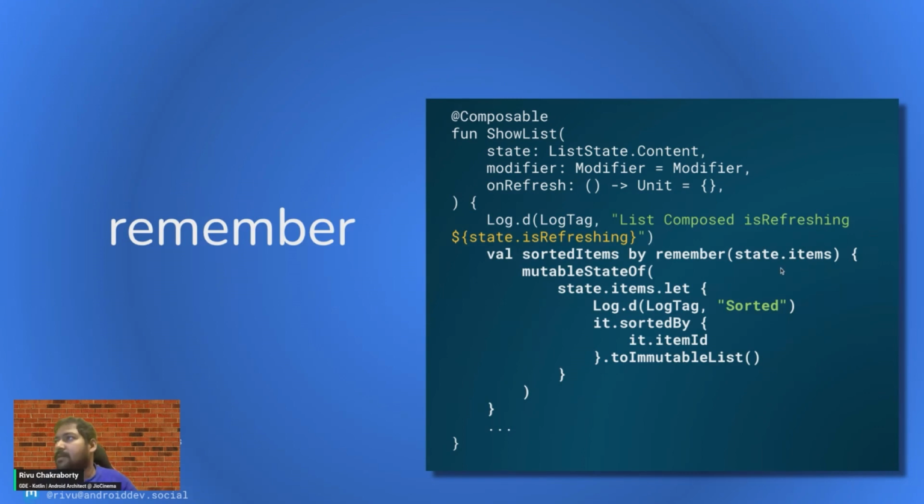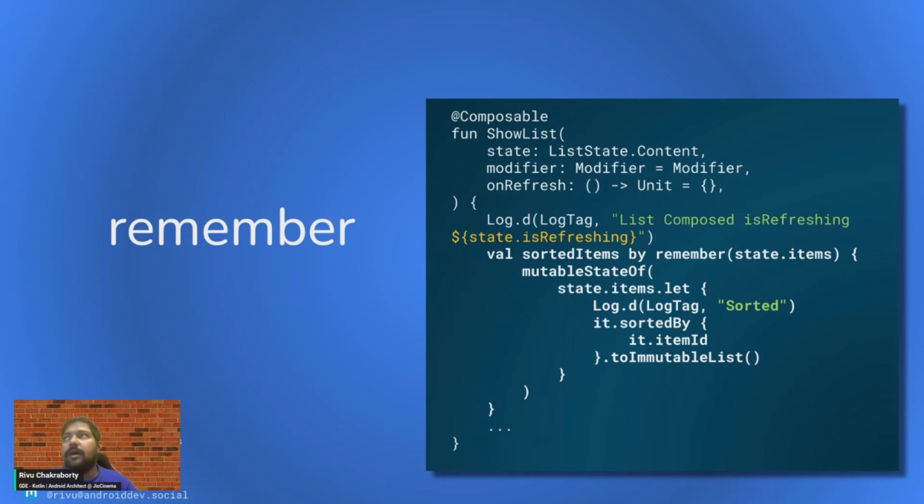Now, what it does is that it creates a mutable state of items. It sorts the items and creates a mutable state of it. And no matter how many times this show list function gets recomposed, unless the calling context is changed. What do I mean by calling context?